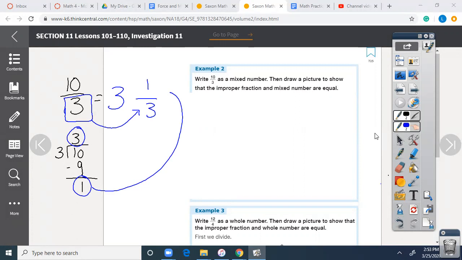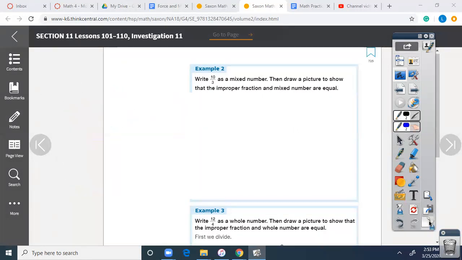Write 12/4 as a whole number. We're not going to draw a picture for this one, but you can if you'd like. This one is actually easier than figuring out how to turn it into a mixed number, because a whole number doesn't have a fraction. It's just the whole number part, right? You don't have to have that fraction. So all you have to do is do 12 divided by 4, which is 3.